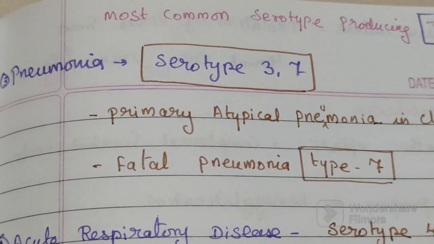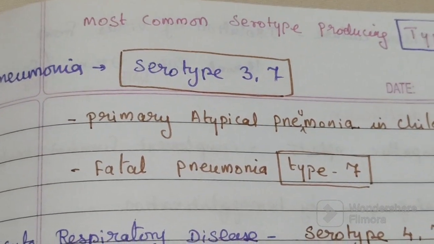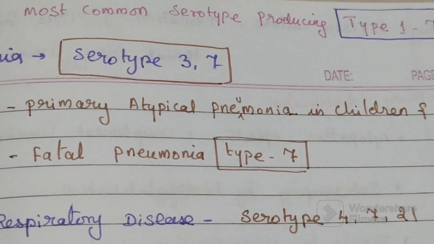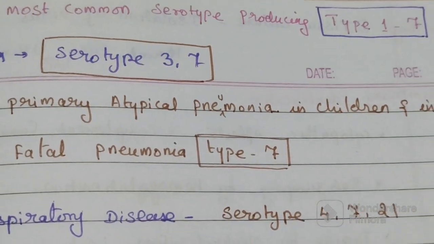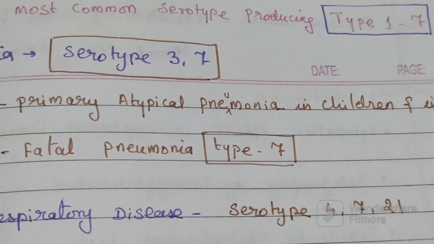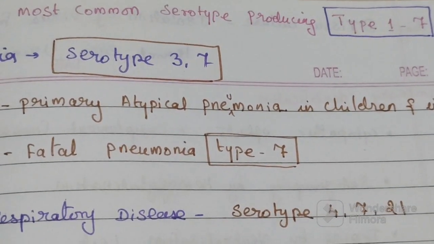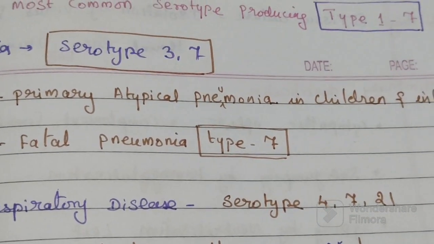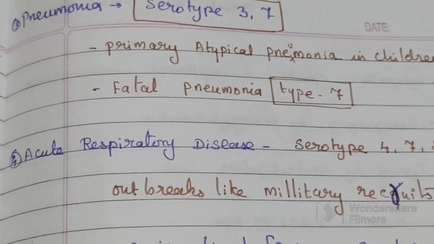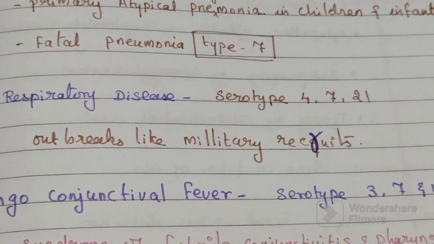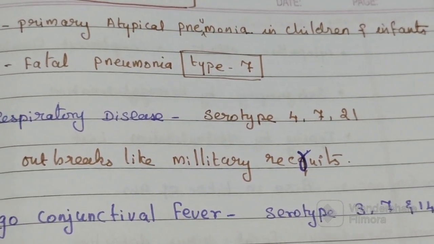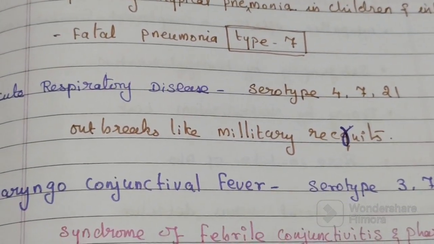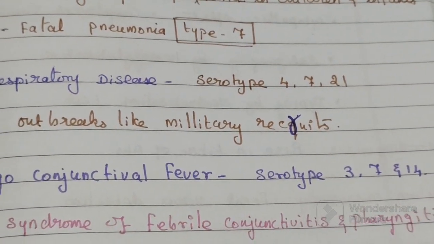Next, pneumonia. Pneumonia is produced by serotypes 3 and 7. Pneumonia in children is similar to primary atypical pneumonia. In children and infants, they cause serious fatal pneumonia, mainly serotype 7. Then acute respiratory disease, for outbreaks like in military recruits, caused by serotypes 4, 7 and 21.